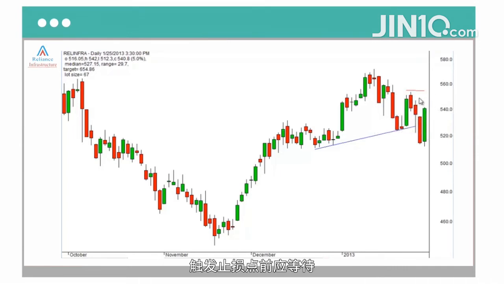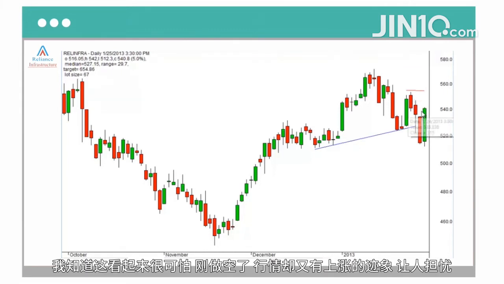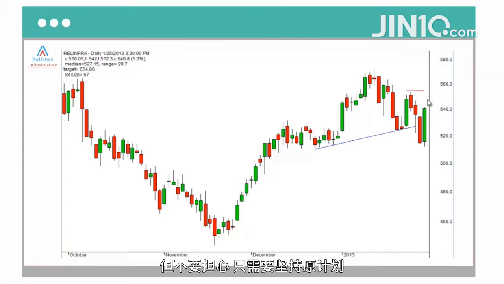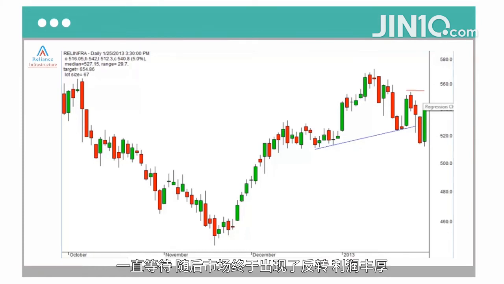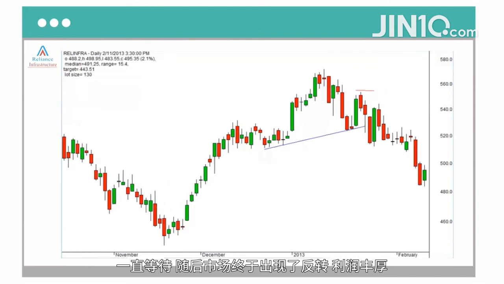And you'll wait until you get stopped out. Now I know this is scary. You just shorted the markets and the markets are now going up. Kind of worrisome. But you're not paid to be worried. You're paid to follow the plan. You wait and the market then finally, in this case at least, reverses, giving you a handsome profit.